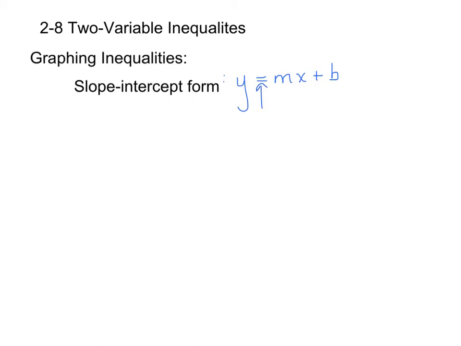And another thing you need to know, if it's greater than or less than, we're going to use a dashed line, because that means that any point that falls on the line is not included. And if it has an equal sign underneath it, this will be a solid line, which means any point that falls on the boundary line is included.